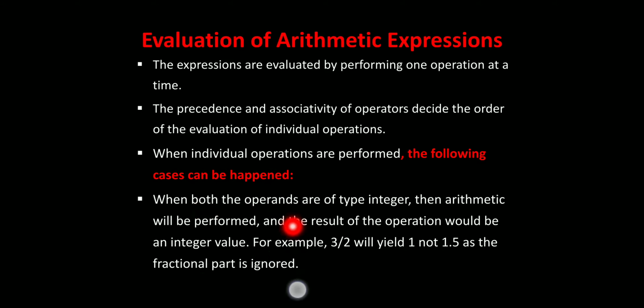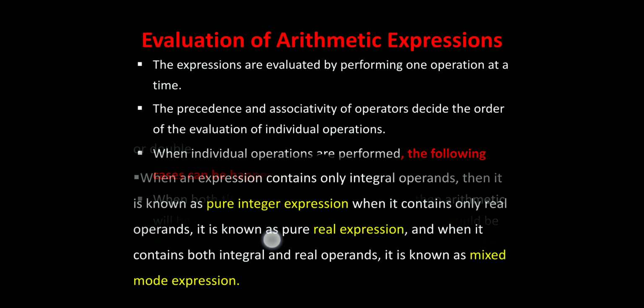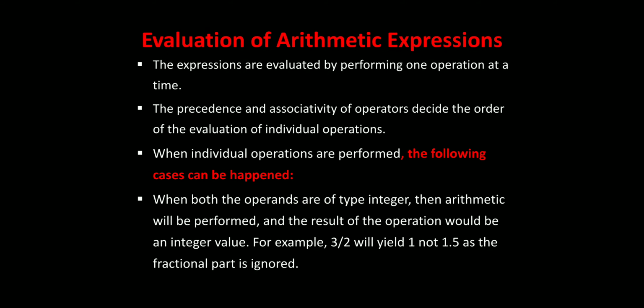When both the operands are of type integer, the arithmetic is performed and the result of the operation will be an integer value. When both operands are integer type, the result is also integer type only. For example, 3/2, that is 3 divided by 2, will be 1, not 1.5, as the fractional part is ignored.